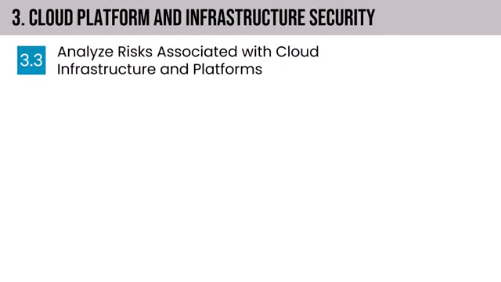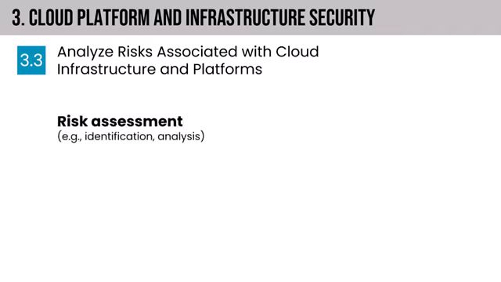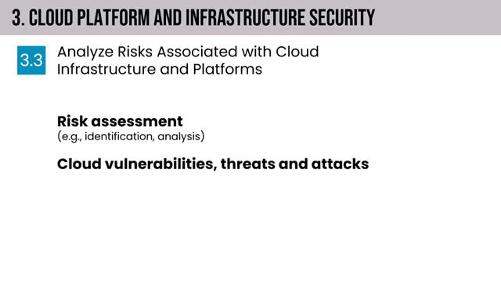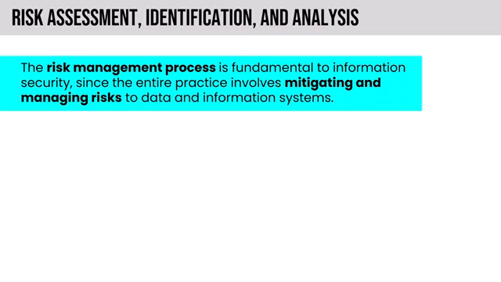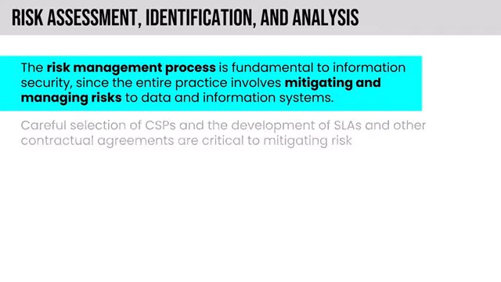service chain. And that brings us to section 3.3, analyze risks associated with cloud infrastructure and platforms. Here we'll talk about risk assessment, identifying and analyzing risks, cloud vulnerabilities, threats, and attacks, and we'll finish up section 3.3 with a look at risk mitigation strategies. So risk management on the whole is so important because it's the practice of mitigating and managing the risks to our sensitive data and to our business critical systems.